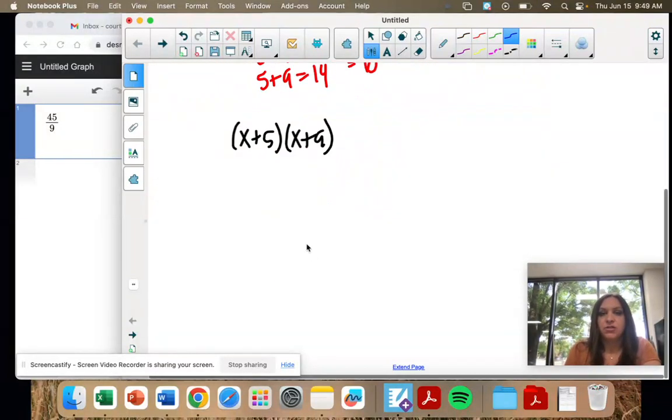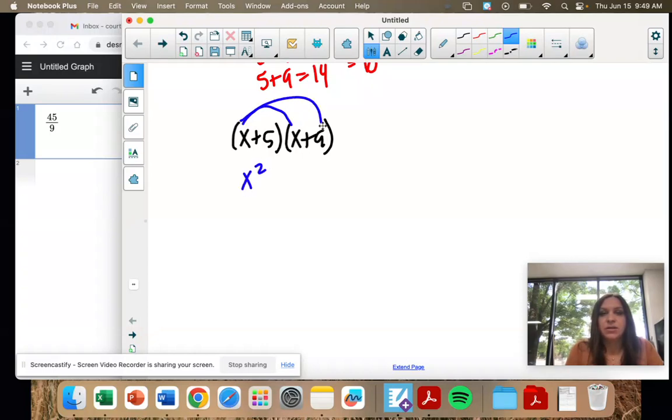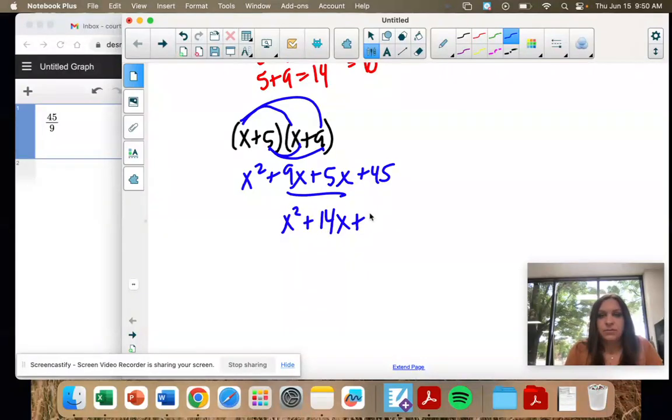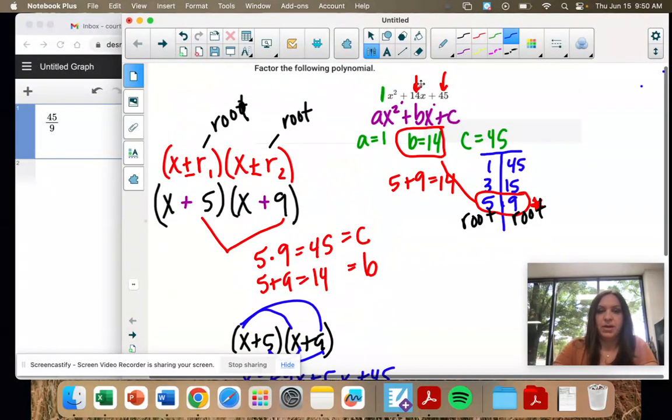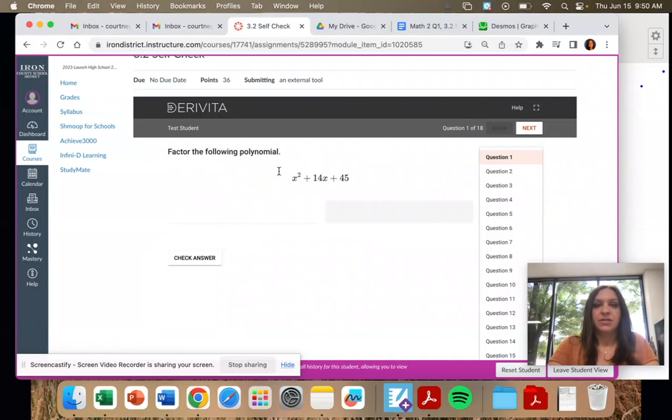If we use the distributive property here, x times x is x squared, 9x, 5x, 45, the middle two add. That's going to give us what we started with if we did it correctly. And we did. So x plus 5, x plus 9 is our factored form.